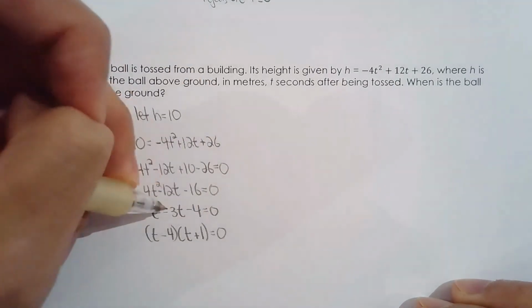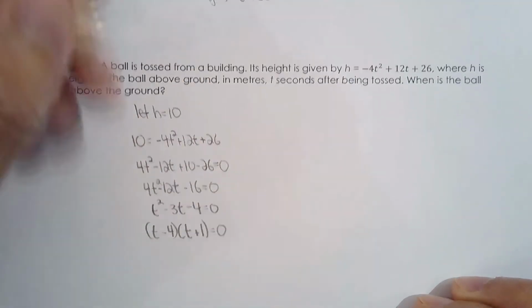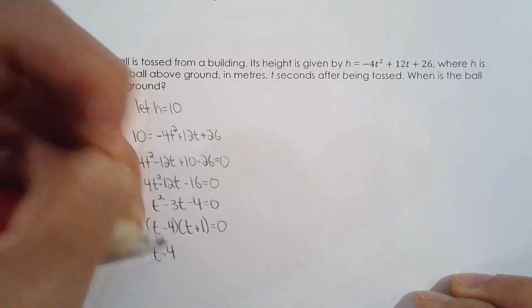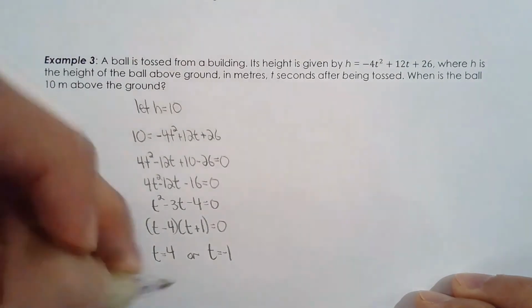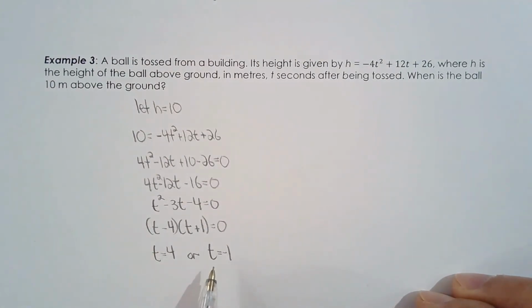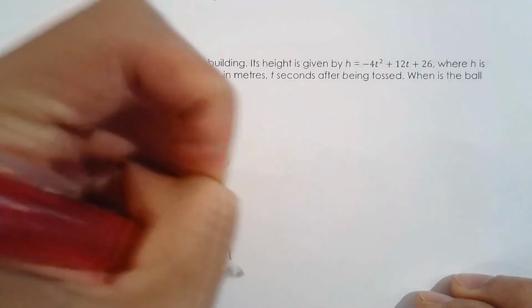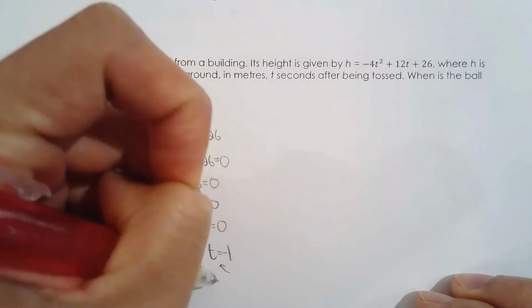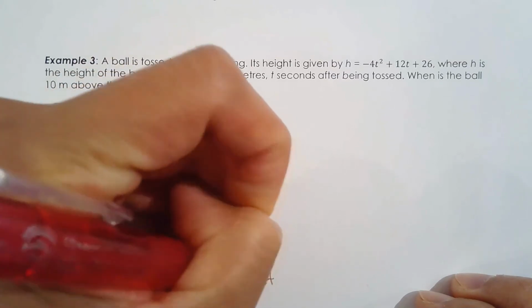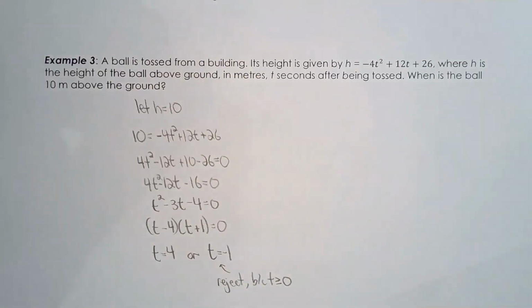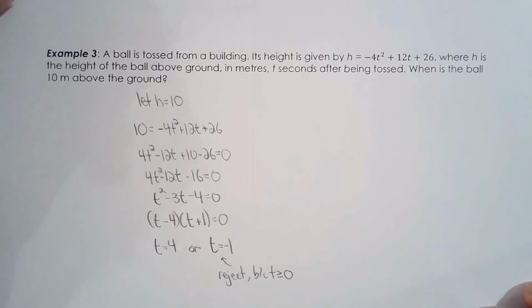Simple trinomial. What multiplies to -4 and adds to -3? That is -4 and 1. So t equals 4 or t equals -1. Like I said, wait a second, -1, that makes no sense. Therefore, reject, because t is greater than or equal to 0. You can't be 10 meters above ground before I threw it.